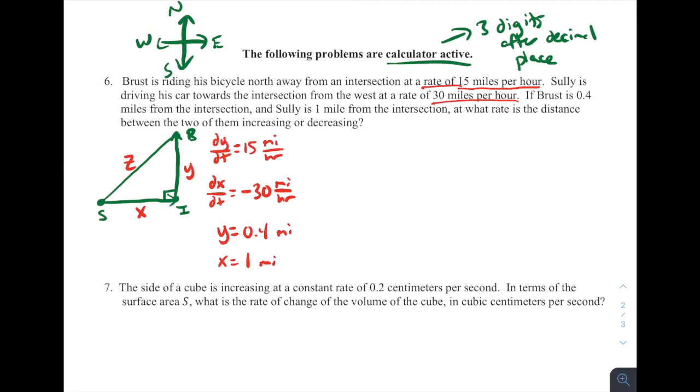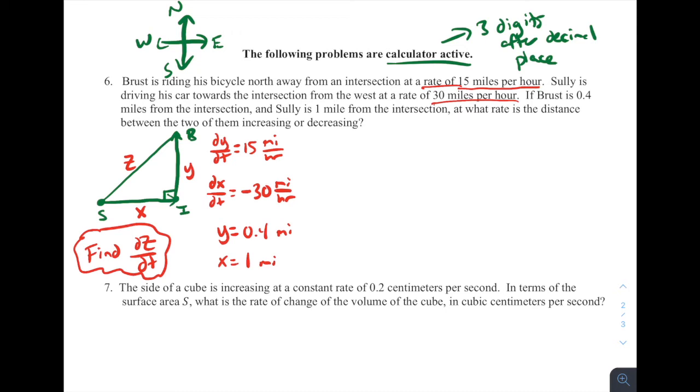At what rate is the distance between the two of them increasing or decreasing? So we're trying to find dz/dt, right? They want to know the rate at which the distance between the two of them is increasing or decreasing. That's the goal for this. So what have we done? We made our figure. We've listed our knowns and our unknowns.